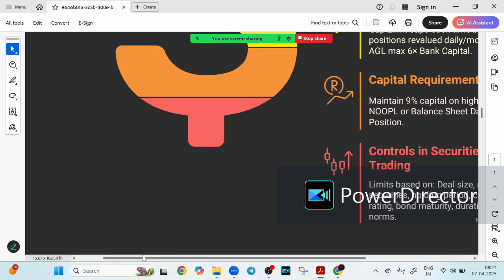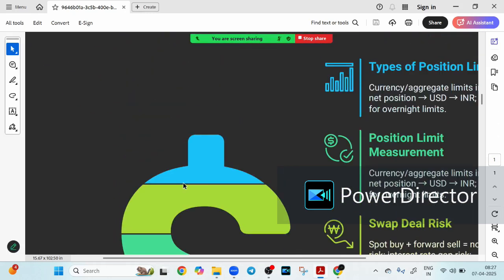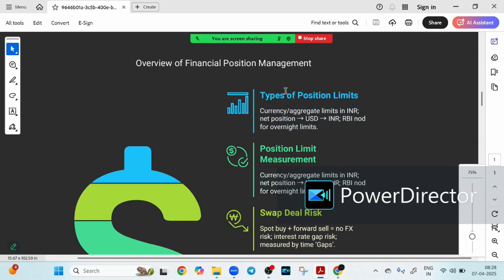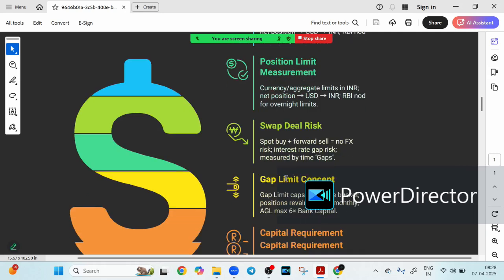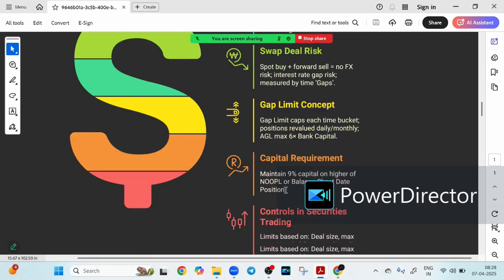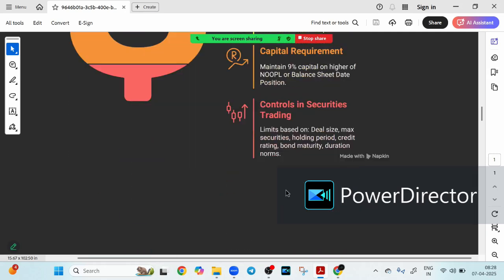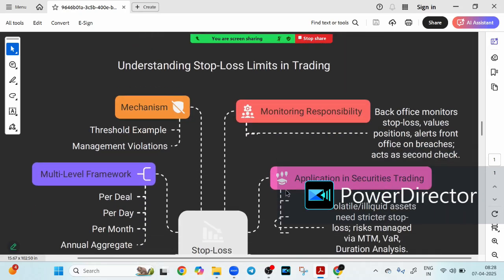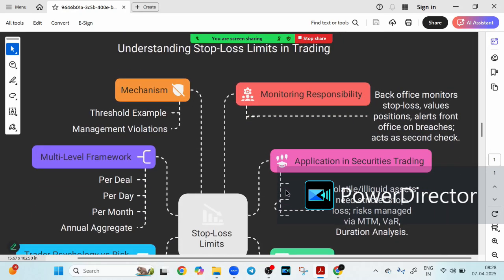So friends, what we have discussed just now was the overview of financial position management, right? We have talked about how many position limits there are, how to measure them, what swap deal risk is, what the gap limit concept is, how to measure the capital, and what the controls are in security trading. Now let's understand the stop loss limit. In this particular slide, everything will be clear regarding the stop loss limit.